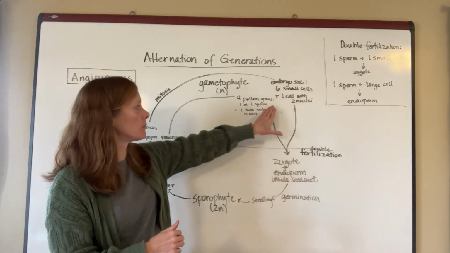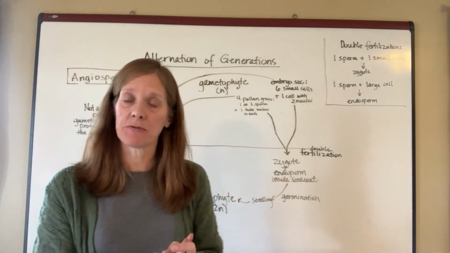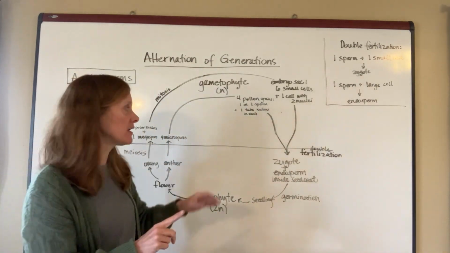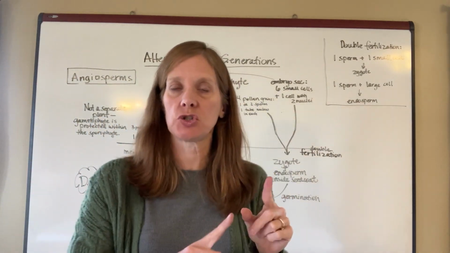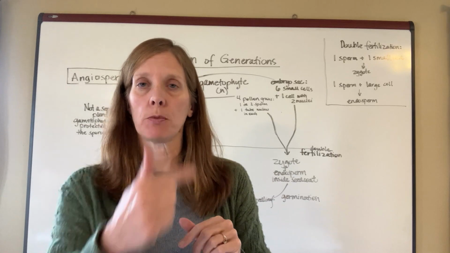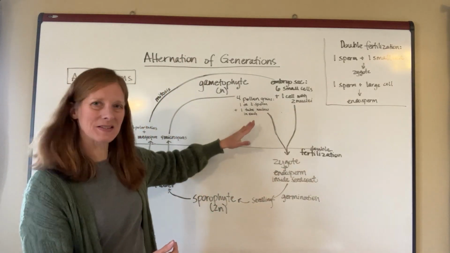Now, if it's got 2 sperm, that's great. If it's a particular kind of plant where only 1 sperm has formed, then that 1 sperm is going to divide and make 2 sperm as it is on the way down. Now, why is that important?